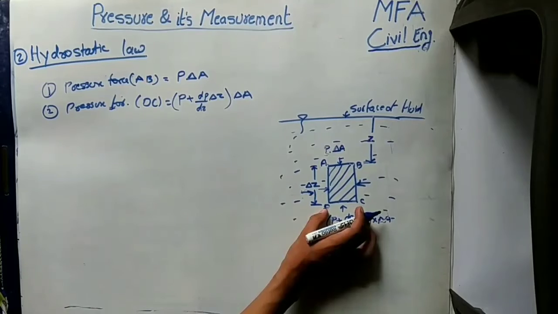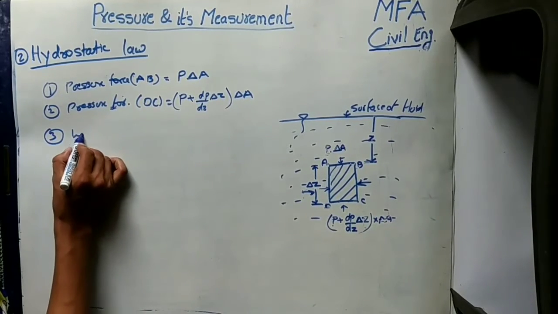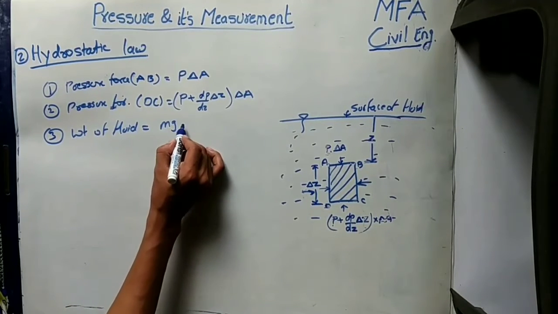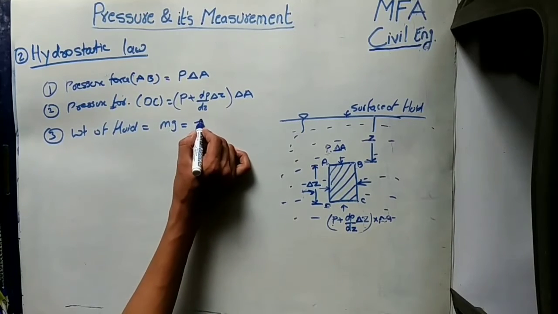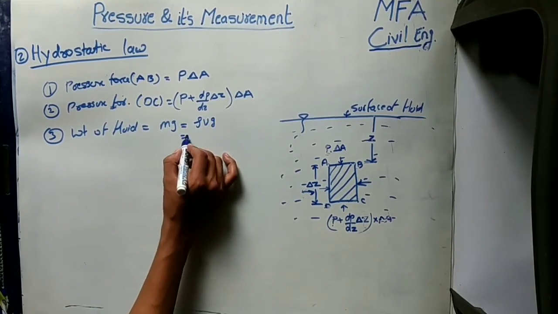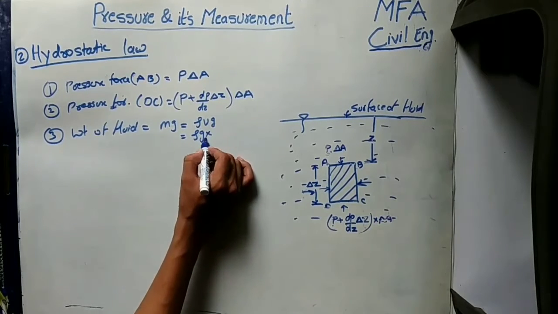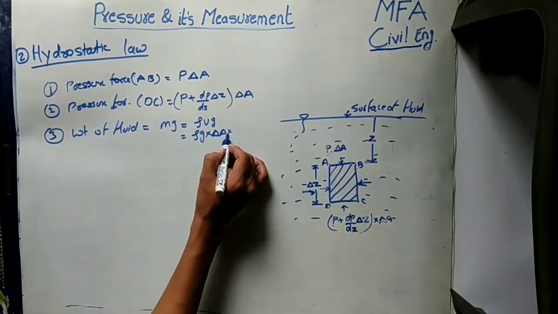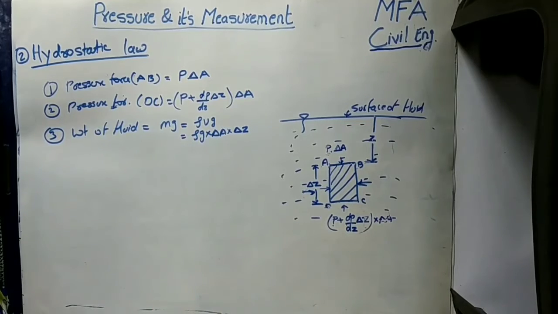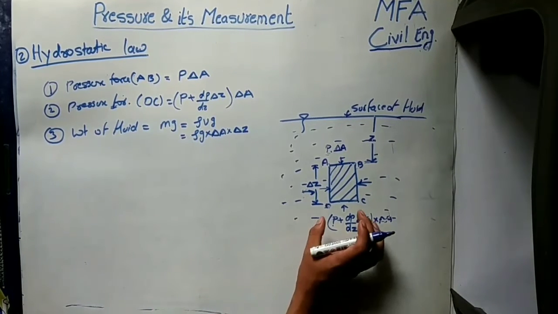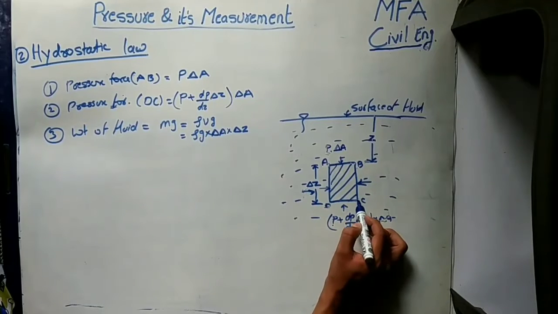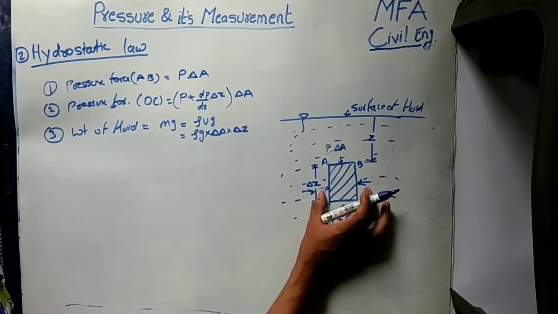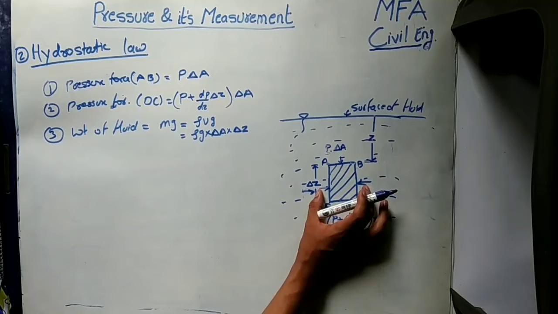Now third is the weight of the fluid. Weight of the fluid is equal to mass into acceleration due to gravity, which is equal to density into volume into acceleration due to gravity. Volume of this fluid element is delta A, the area of AB, into height delta Z. Okay. Now there are two more forces acting on the AB sides and the AD sides. Both forces are equal but in opposite directions, so these forces cancel each other.